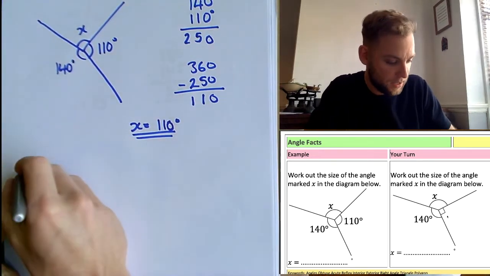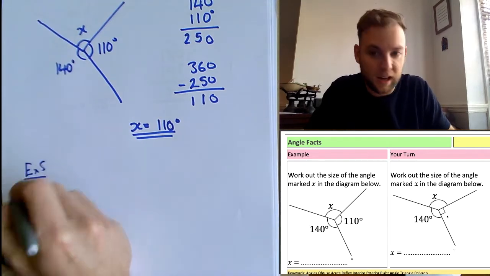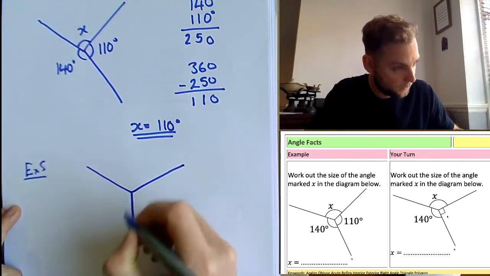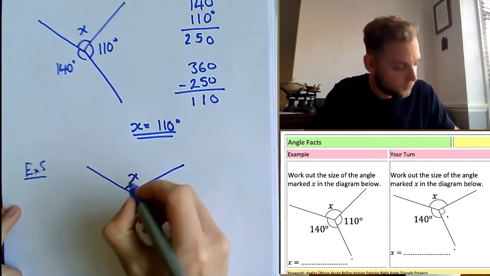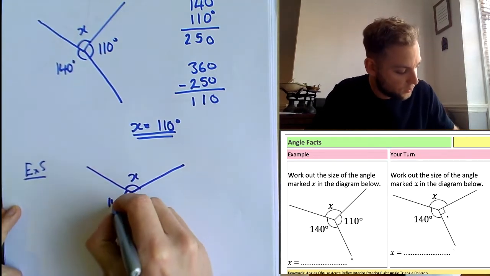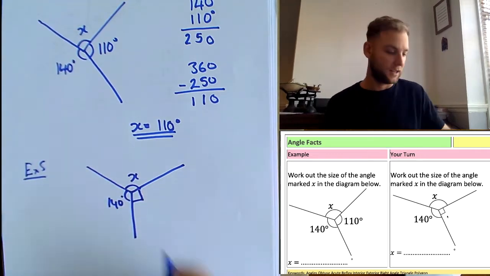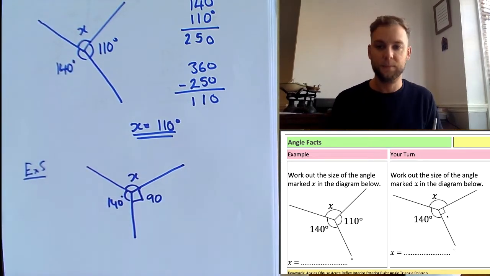Okay, I am going to do it. So this one here was example 5. So here I've got quite a big angle here on the top. This one here is equal to x. This one here is equal to 140. And this one here is that square, which is a right angle. So I know that one's 90 degrees.